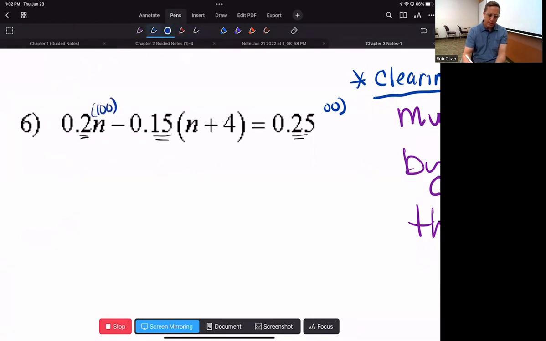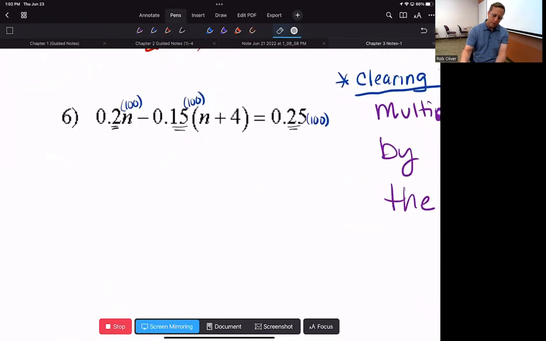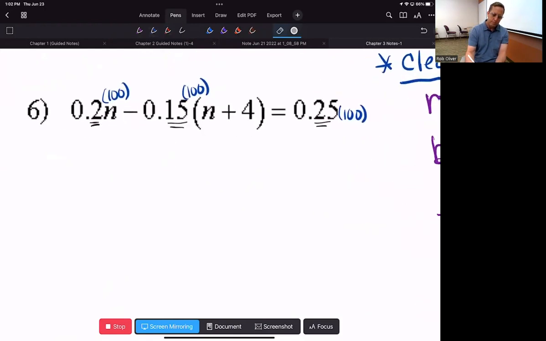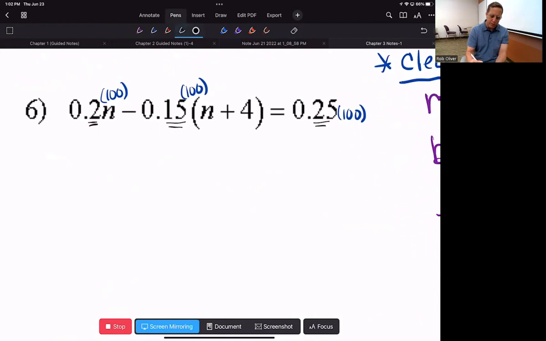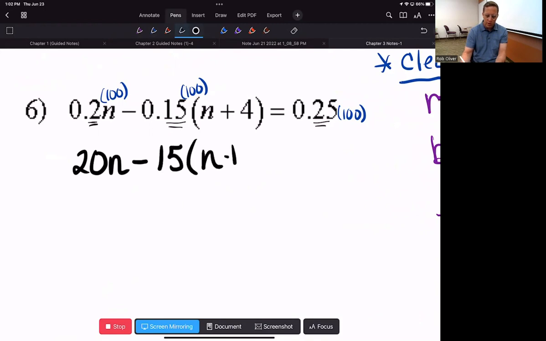So this gets multiplied by 100. Everything gets multiplied by 100 except what's inside the parentheses. And when you multiply everything by 100, the decimal moves over 2 places. So that becomes 20n minus 15(n plus 4), unchanged, equals 25.